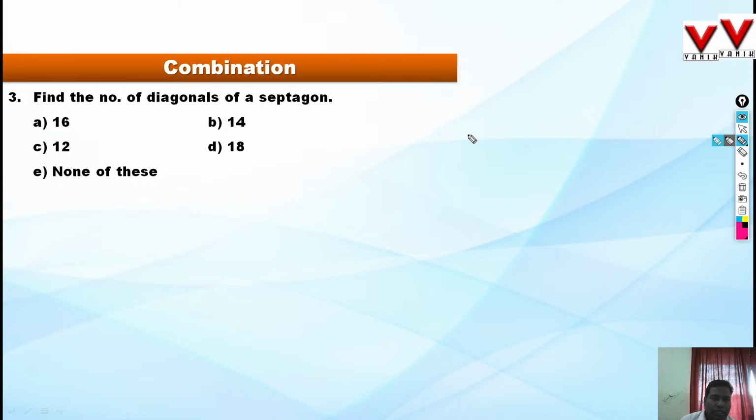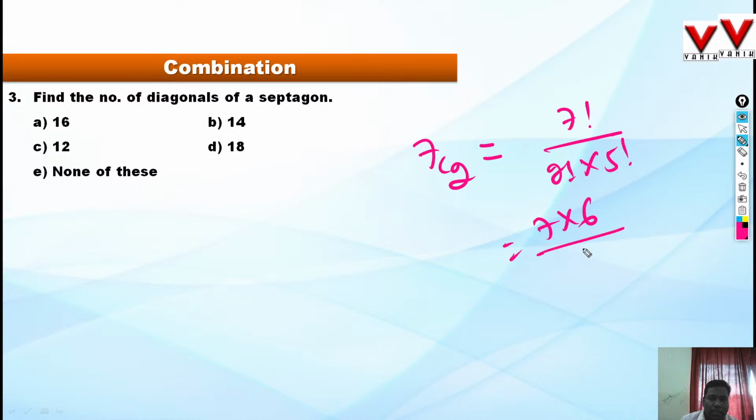Then directly you can write 7 into 6 divided by 2. 2 3s are 6, 7 3s are 21. So 21 lines will be made by using the 7 points. From the 7 points, the sides of the septagon are 7. 21 minus 7 is equal to 14. You cannot understand, I think.